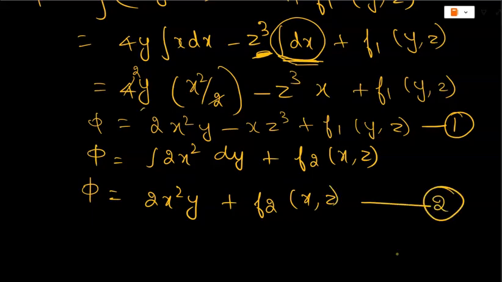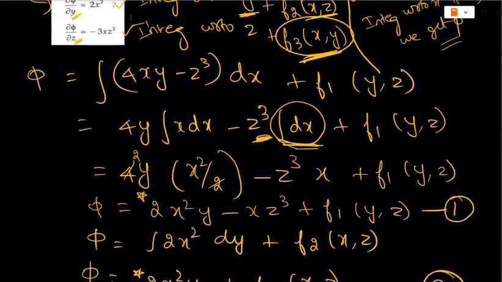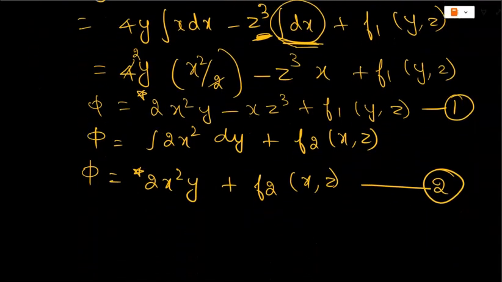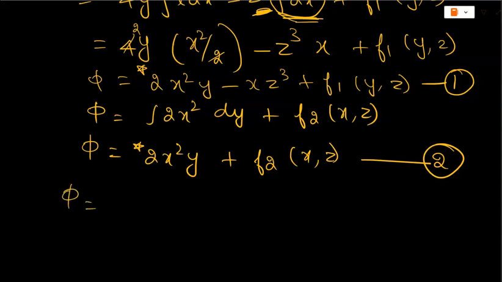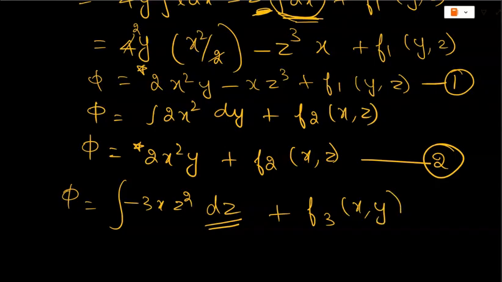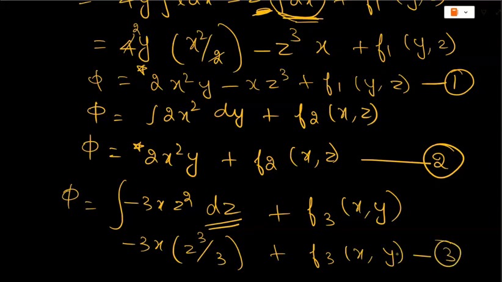You can see that some terms are common here. This term is common, this term is common. And then finally, you have the third equation. What is that? d phi by dz is minus 3x square. So minus 3x square, you are going to integrate with respect to z. So I will write dz plus add a function of x and y. Minus 3x is a constant. Z square integration is z cube by 3 plus f3 of x comma y. This is your equation 3, and you can cancel this minus xz cube.